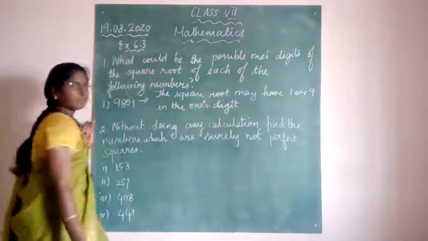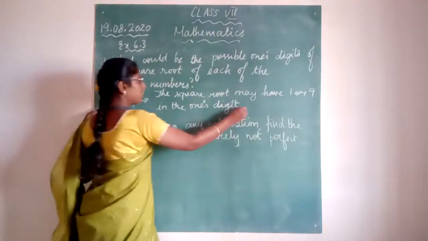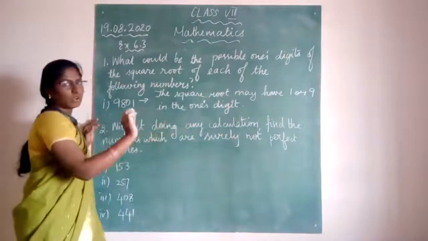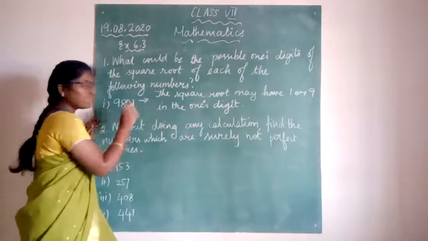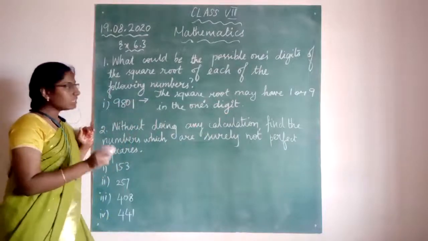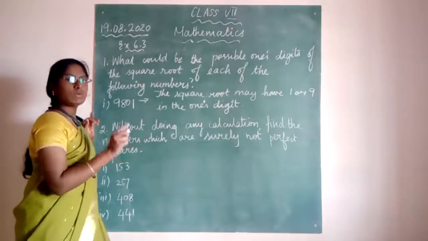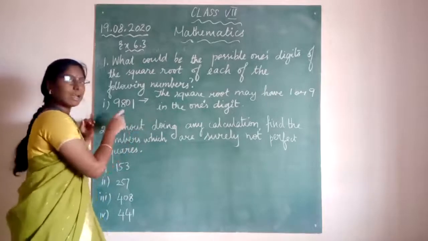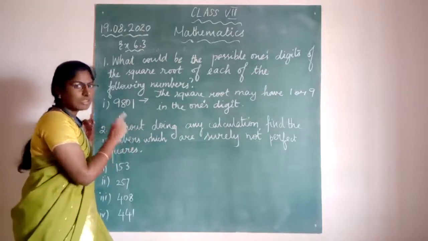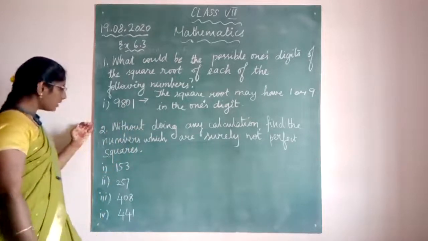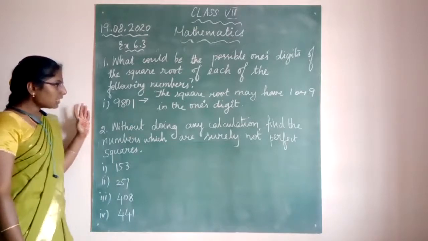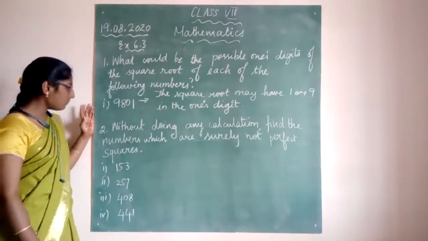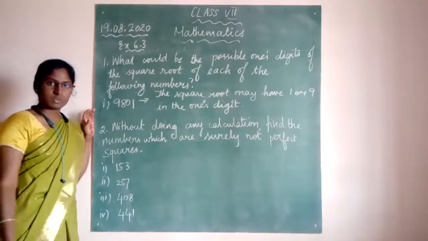Is it clear? So if it is something else other than 1 or 9, then this square number will not end with 1. If the square root is ending with 1 or 9, only then the square number, perfect square, will also end with 1. Clear? Second question, without doing actual calculation, find the numbers which are surely not perfect squares.